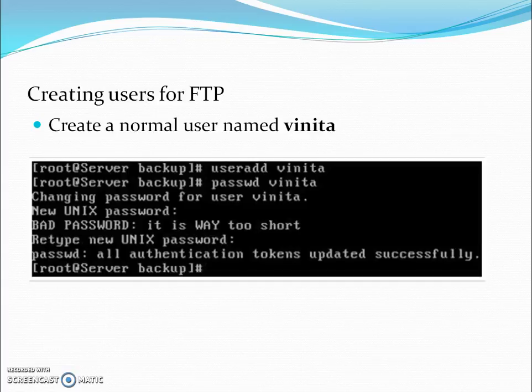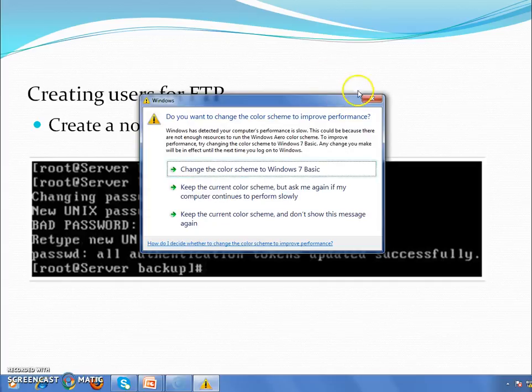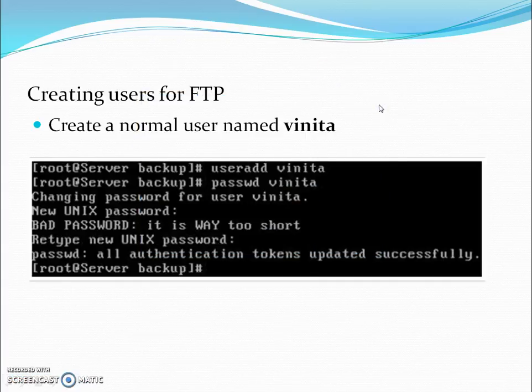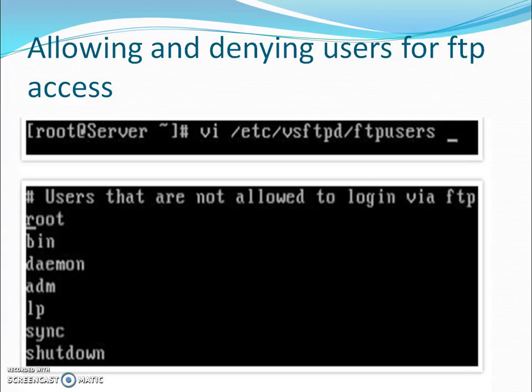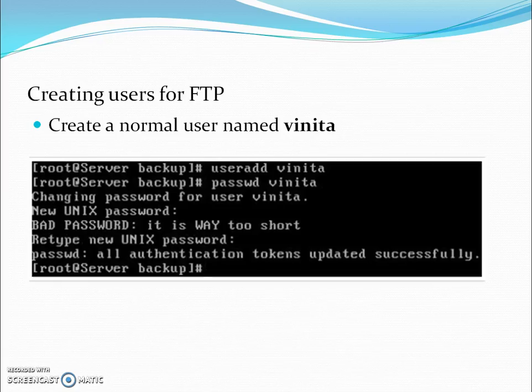If you want to create particular users other than anonymous, you can add the user by the command useradd. For example, in the slide you can see useradd Vinita, and you can give the password to the same user by giving the command passwd Vinita. Once you have changed the password, you'll get the message that all authentication tokens updated successfully. It means that the user is created. Now you can log in to the FTP with that user and password. So rather than using anonymous, you can use that Vinita user or the user which you want to create.